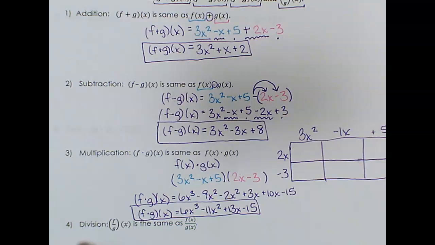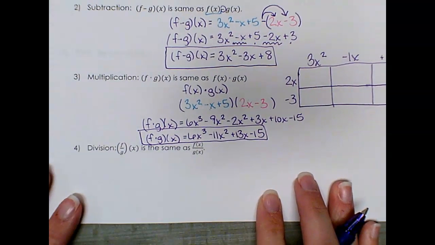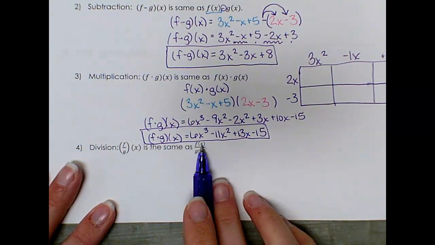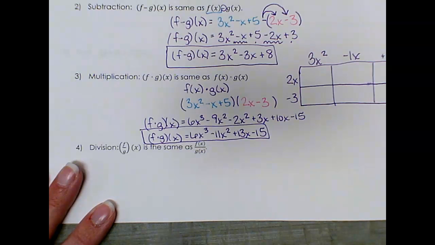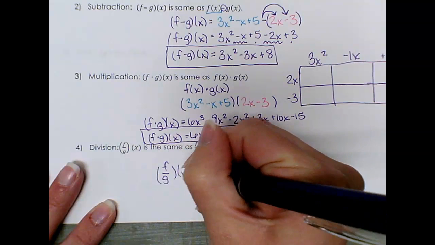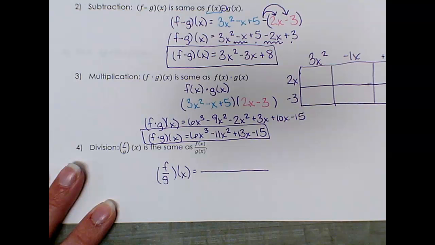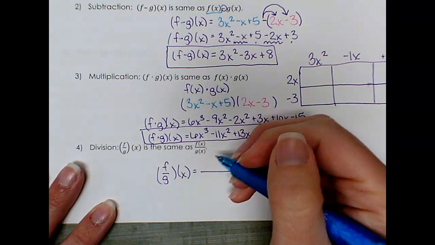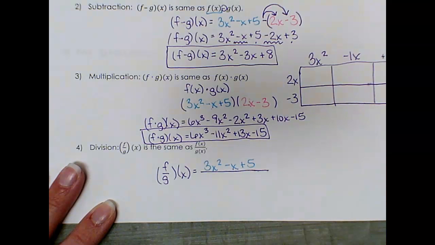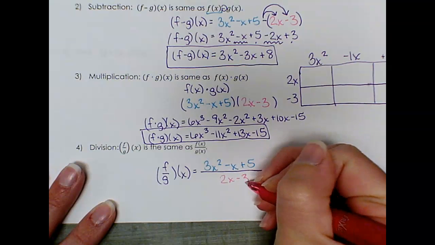And finally, we have division. So when you divide f over g of x, you're really taking f of x and putting it over g of x. So f over g of x. F of x goes on top because f is on top here. So 3x squared minus x plus 5. And g of x goes on the bottom, 2x minus 3.